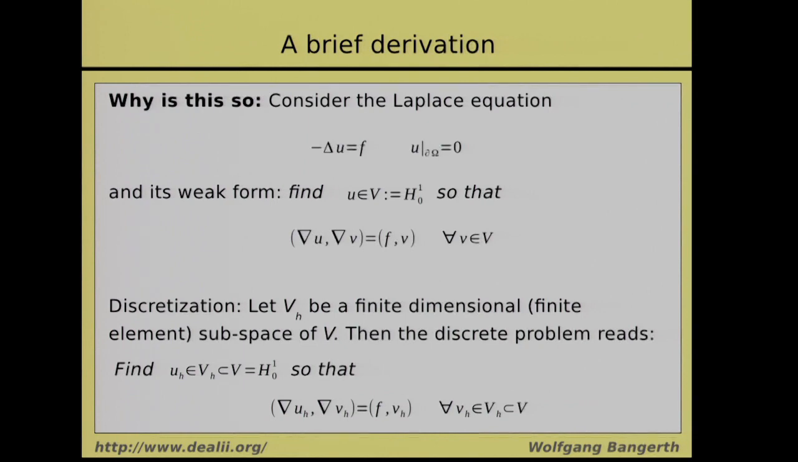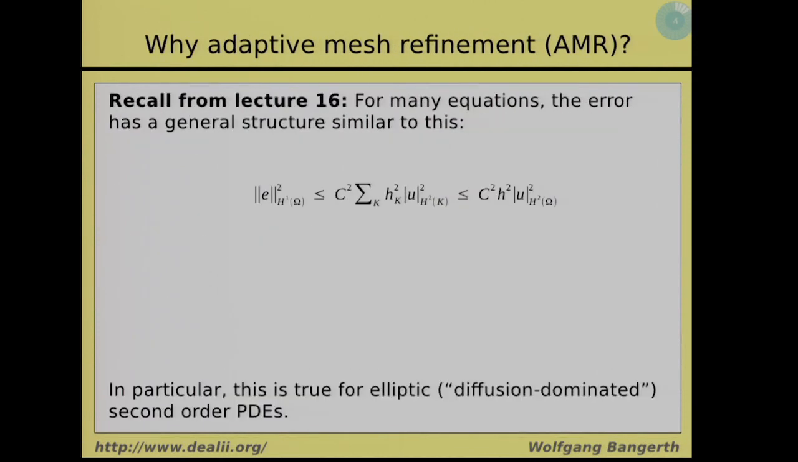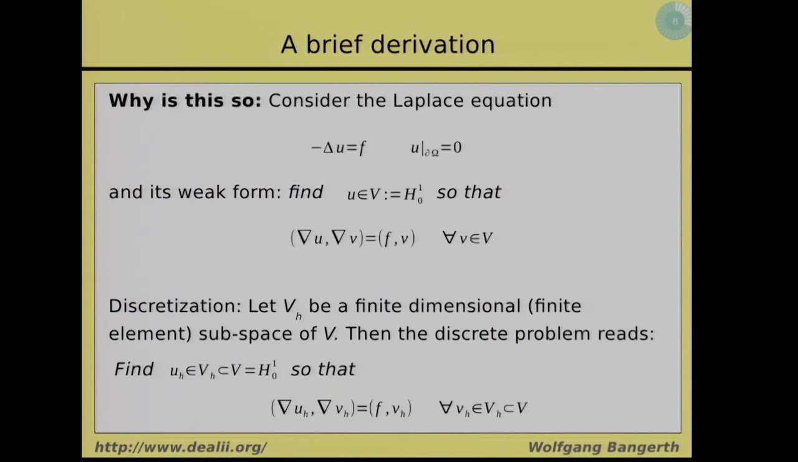So this sort of came out of the blue. I want to spend the next few slides on deriving this quantity briefly. This estimate here is sort of the key estimate that's going to inform us about, let's say, the size of the error, and I would like to explain a little bit where that comes from. So in order to derive this, let's look at the Laplace equation. For simplicity with zero boundary values, but that's really not important. So the Laplace equation is minus Laplace u equals f, zero boundary values, and you've seen this many times.